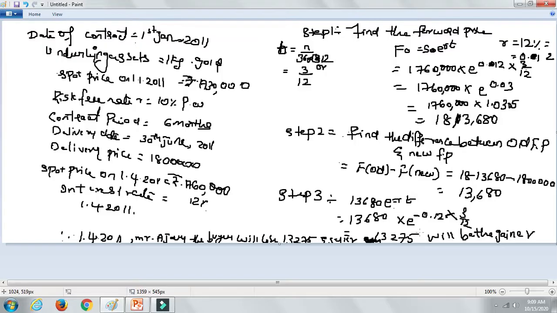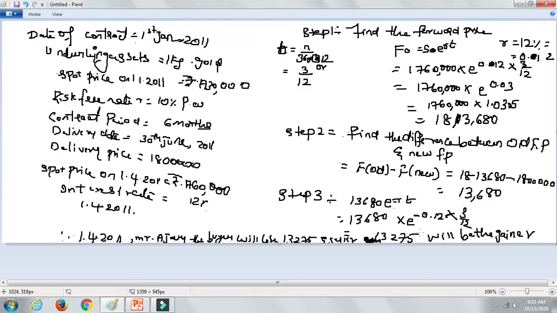First of all, here he is asking us to calculate whether the parties to the contract are getting a benefit or a loss. So first of all, you are going to calculate the forward price, using the date April 1st only. You calculate the forward price as 17 lakh 60,000 into e power value into 3 by 12, that has been given in the question. You are going to get 18 lakhs 13,680 rupees.